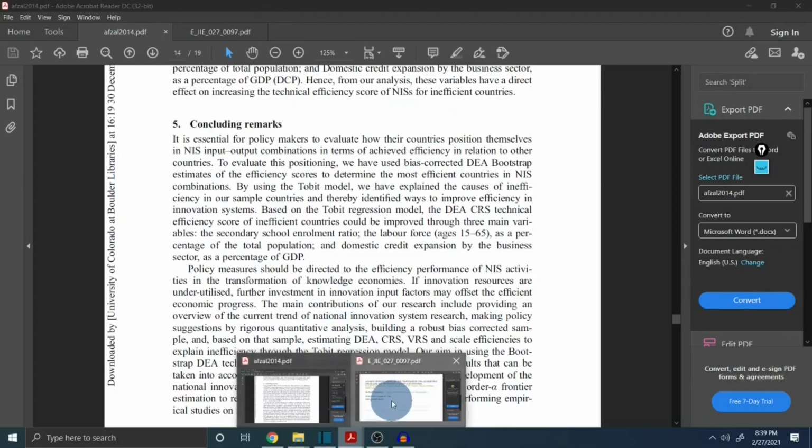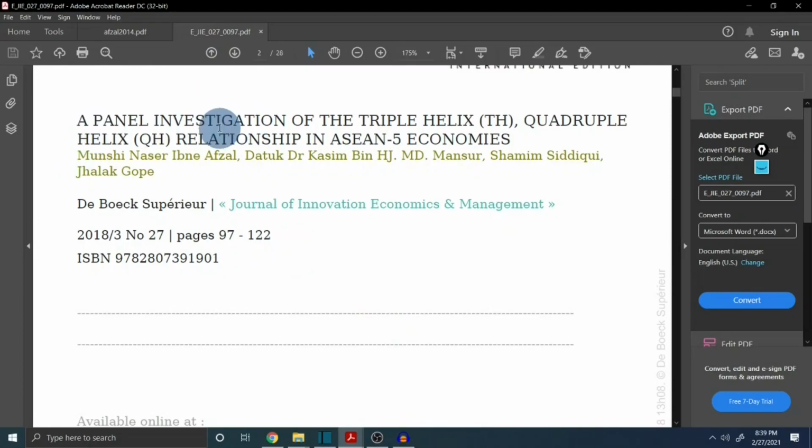Now, the second article, which we recently published, is a panel investigation of the triple helix, quadruple helix relationship in ASEAN 5 economies. My dear learners, as you are a beginner, some very good journals may not accept your article straight away. So the best way to publish your article at an early stage is to collaborate with other authors, and make an interdisciplinary and inter-university collaboration. Very important, my dear learners, interdisciplinary and inter-university collaboration.